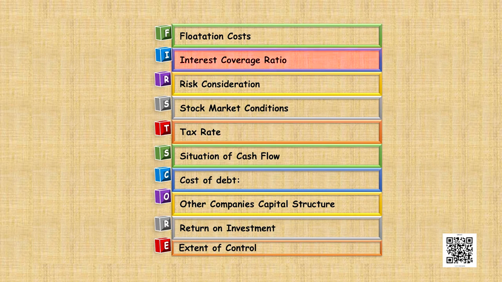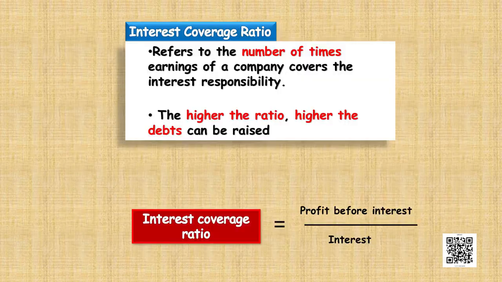The second factor is interest coverage ratio. It refers to the number of times the earnings of a company cover its interest obligation. The higher the ratio, the better position the company will be in for repaying its debt. The formula for interest coverage ratio is profit before interest and taxes upon the interest.